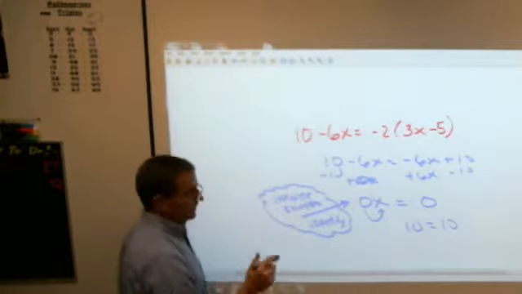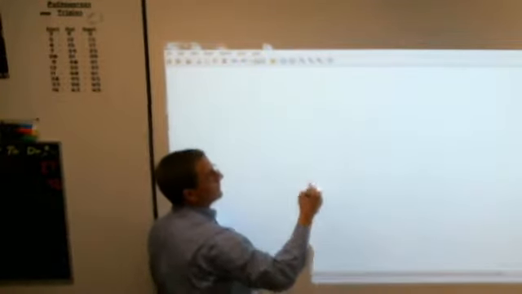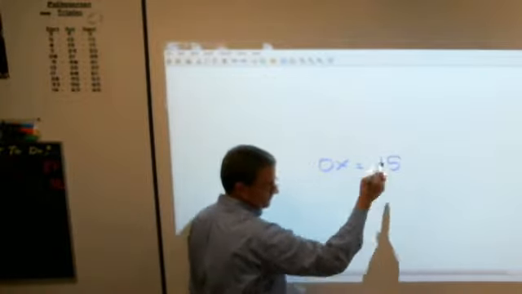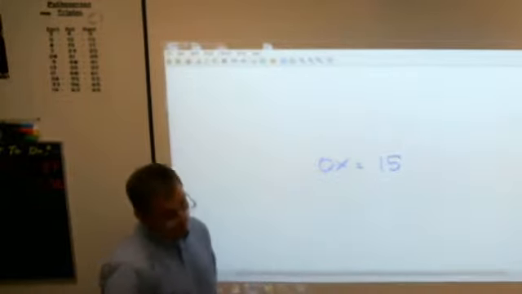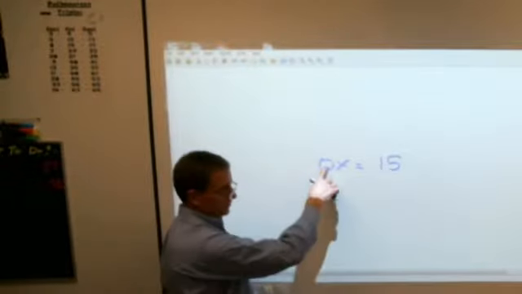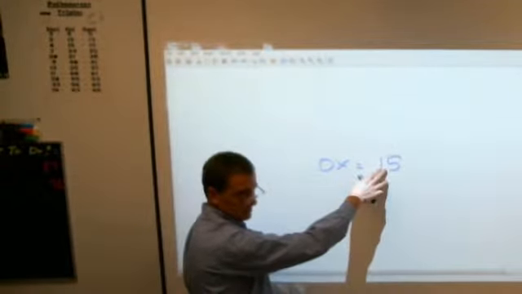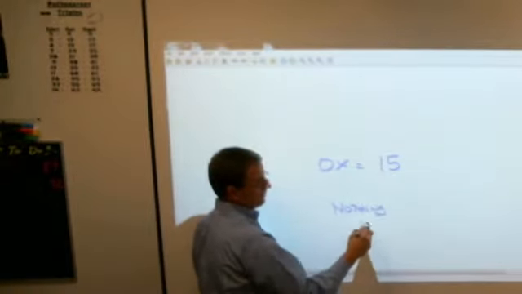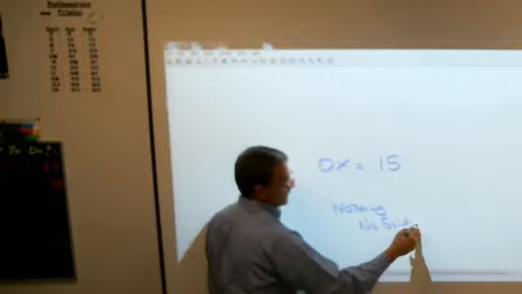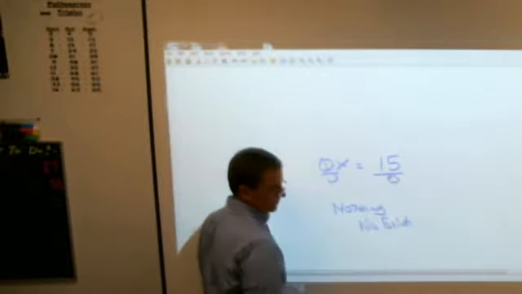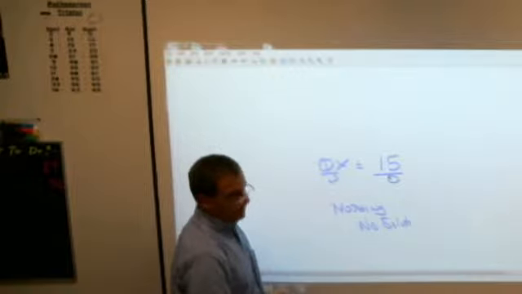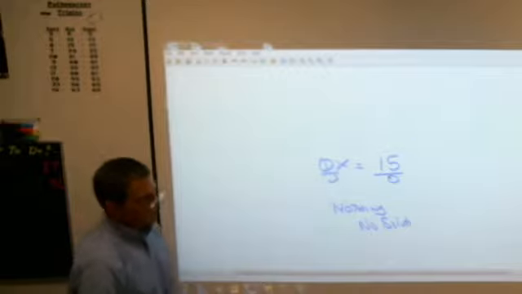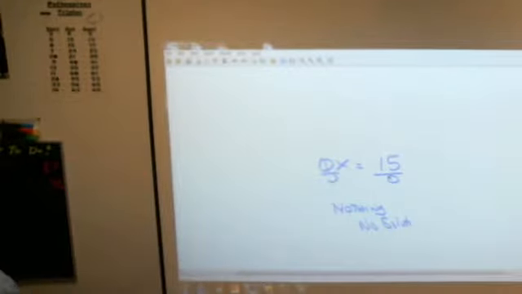That is different than if you ended up with this. If you end up at the end with 0x equaling a number, that's different. Why? Because 0 times what number gives you 15? There's nothing. Hence the reason why it's no solution, by the way. Hence the reason why you can't divide by 0. If you look at 10 Commandments rule number 1, you can never ever divide by 0 because you just can't. You get no solution, no answer.